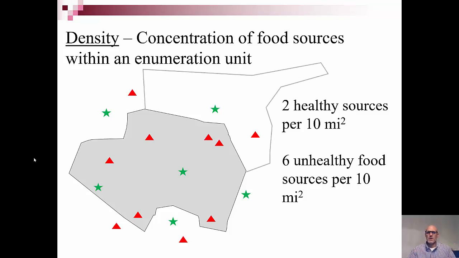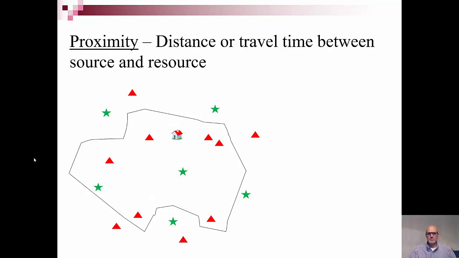And look at these for other enumeration units throughout our study area and compare them. We also have proximity. So I have a source and a destination, so we can look at travel time or travel distance. In essence, we can look at Euclidean distance, straight line, crow-fly distance, or we can look at network distance, and then network travel time.